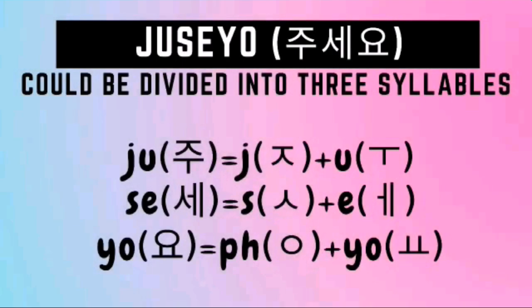How do you write Juseyo in Hangul? This is composed of 3 syllables. First syllable Ju is written by drawing first a jiet and an U character. The second syllable Se is written by drawing first a siyut character followed by an E character. And the last syllable Yo is just the combination of the Iung character and the Yo character itself.